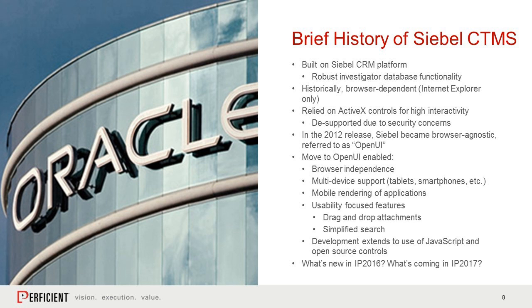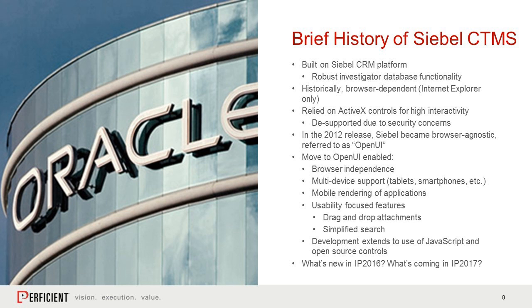Oracle also focused on enhancing usability features that in previous versions had been a bit cumbersome, and added features like drag and drop attachments. They simplified the search capability to make it more like a Google type of search across the application. And then a major shift that started with this release was the approach to development itself. Oracle started to move away from traditional development, which was solely Siebel Tools driven, and started to push some aspects of development to the application administration layer.